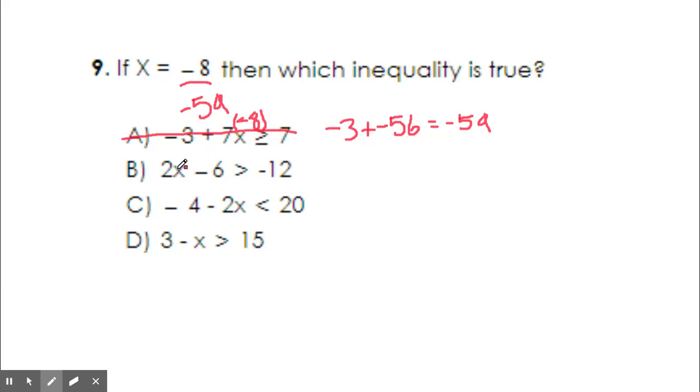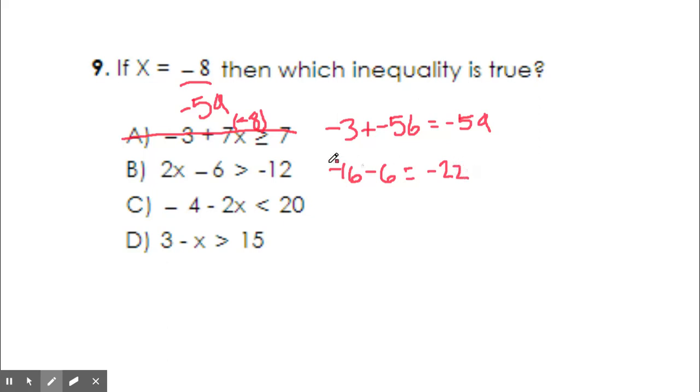So I'm going to do the same thing here, but I'm putting -8 in the spot for x. So it's 2 times -8. 2 times -8 is -16. So I have -16 minus 6, and I'll see what that equals. -16 minus 6 is -22.